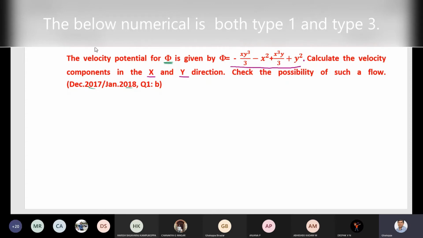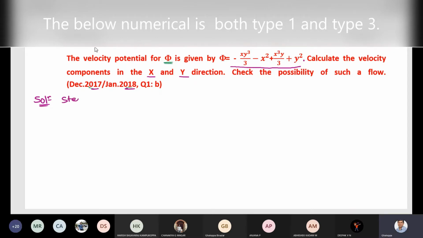Second, check the possibility of such a flow, whether the flow is possible or not. How to check whether the flow is possible or not? That is using the Laplace equation. If the Laplace equation is satisfied, then you can say it is a possible case of fluid flow. This was asked in the years 2017 and 2018 in the previous university question papers. So first we will write the solution.